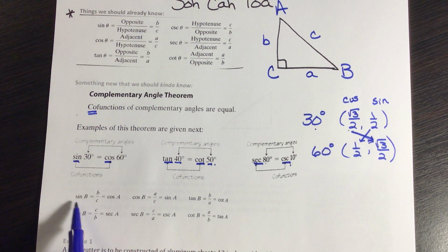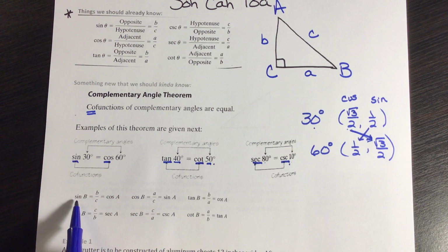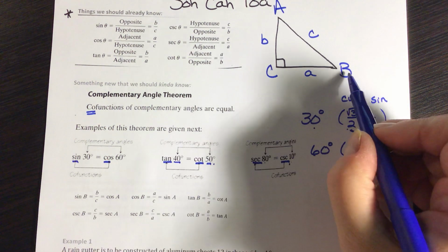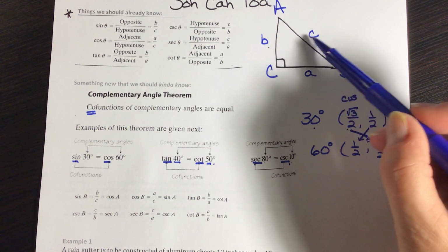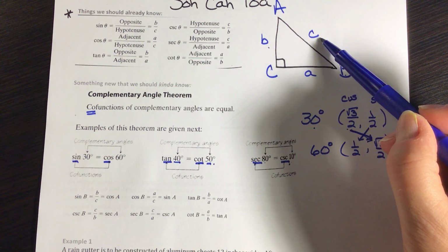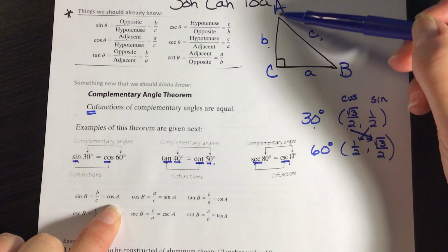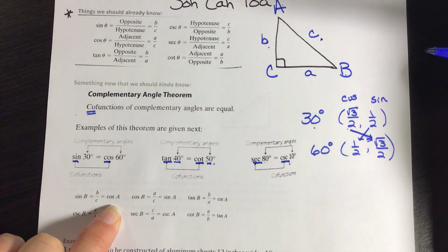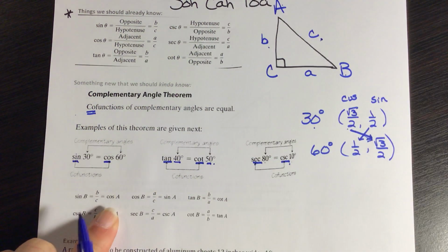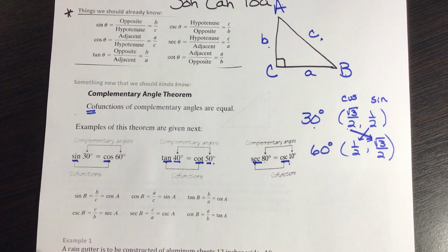Okay, and we can actually look at this down here to see that where it says sine of B, and I'm going to go back up here and look at that, is opposite over hypotenuse. And that's equal to cosine of A, which is also adjacent, which is B over hypotenuse. So B over C. So sine of B and cosine of A are both B over C.